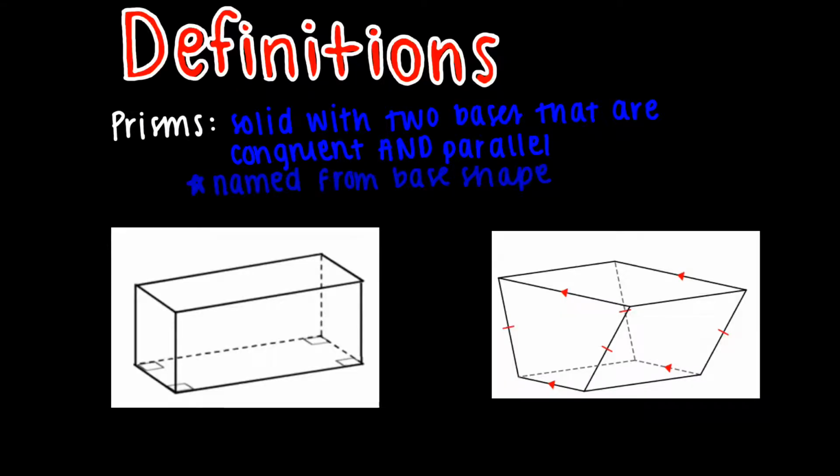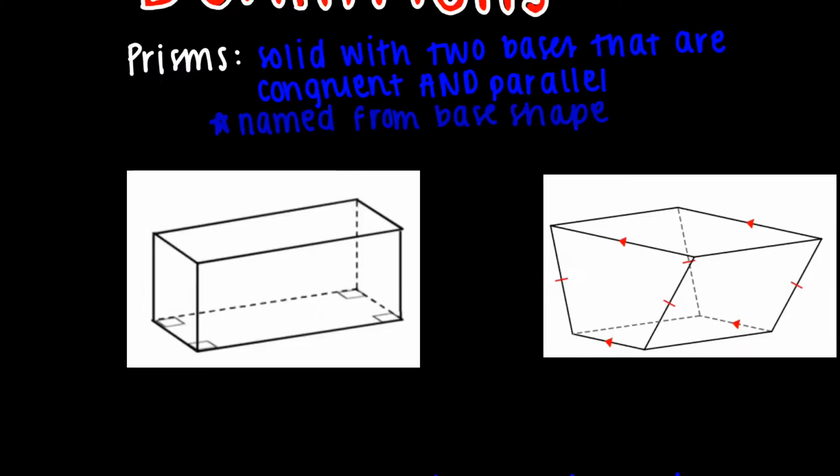So up first, I do have some definitions for you. The first one is for prisms. A prism is a solid with two bases that are congruent and parallel. So they're the same size, same shape, they're across from each other and parallel. They would never intersect. Your prisms, they are named from the shape of the base. So we're going to name these two.